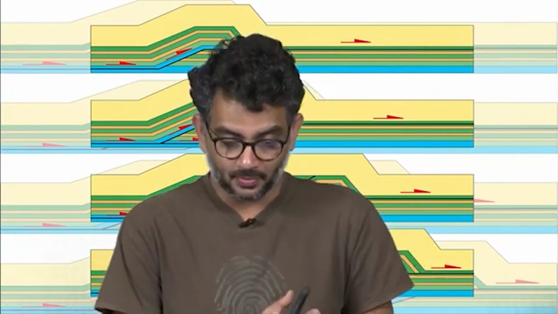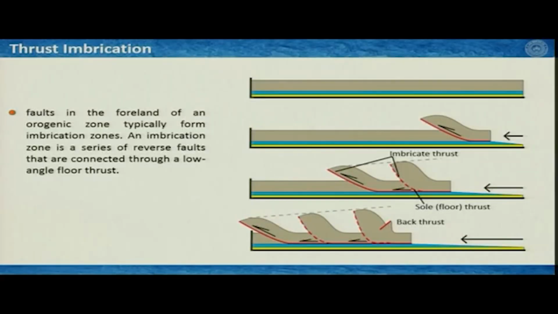Now let's talk about how these thrusts propagate. Do they work in a single fault or are there multiple faults? We learned that it involves multiple faults which are known as splays, but we'll look at these things now in a different way, which is relevant for the large scale tectonics. And we start with the term called thrust imbrications.